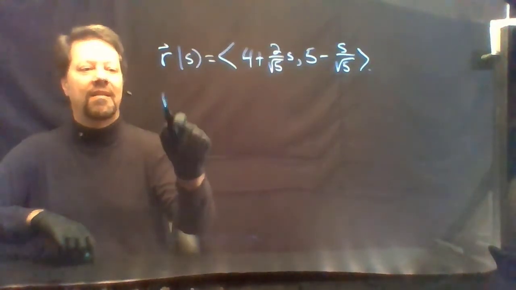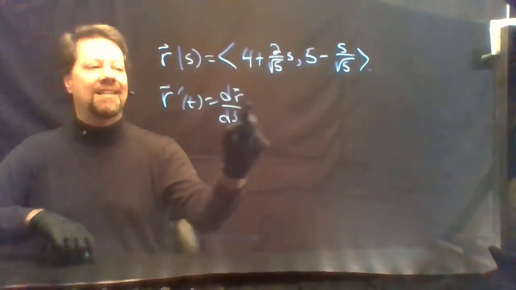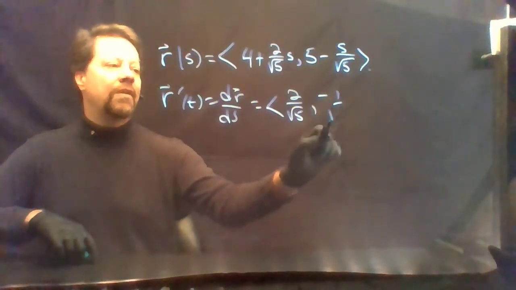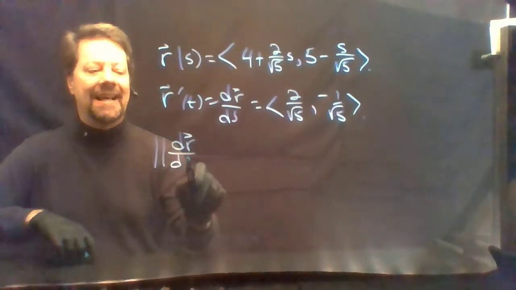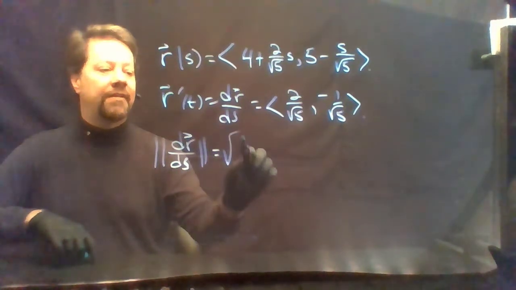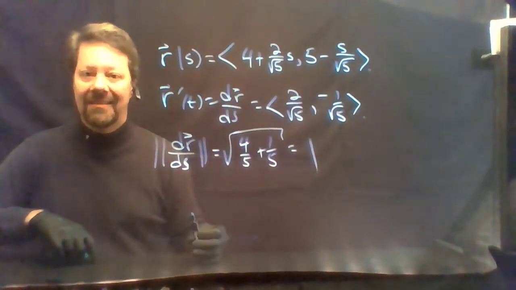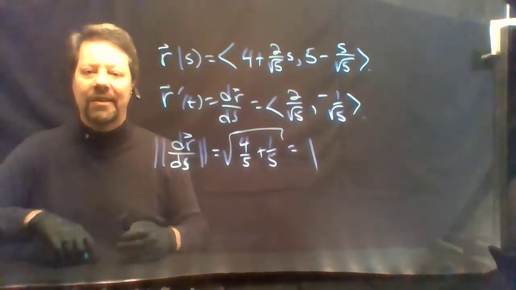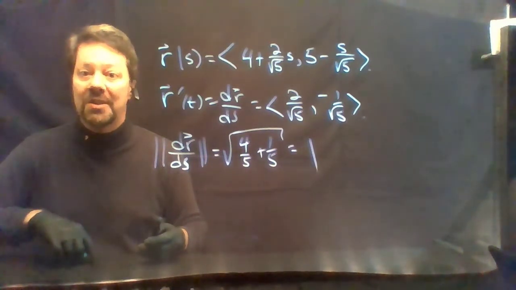In particular, dr/ds is going to be 2 over the square root of 5, negative 1 over the square root of 5. And now, the norm of dr/ds will be the square root of 4/5 plus 1/5, and that is 1. When you reparametrize this curve with respect to the arc length s, it is now being traversed at unit speed.